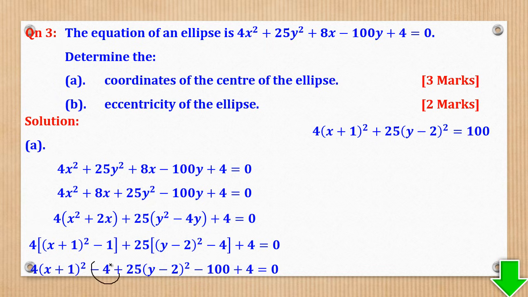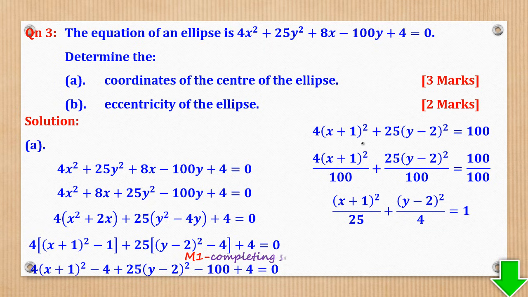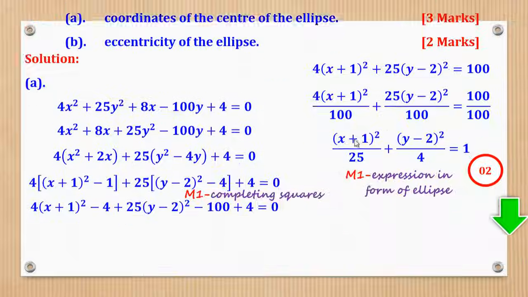So this one and this will cancel and remain with a negative 100, which can go this side to give you positive 100. So when I divide both sides by 100, I'll come up with this as the equation of the ellipse. And I think you know that an ellipse is always in this form. So by comparison, you see here there is capital X and here there is capital Y.